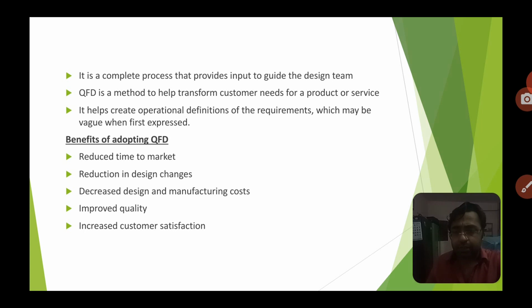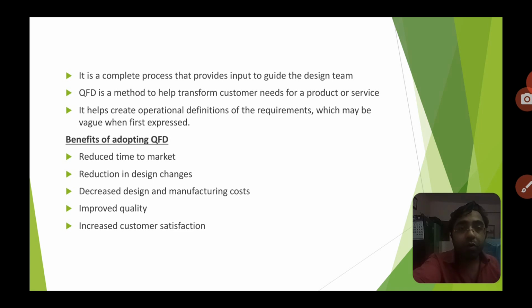suppose we need a customer, we need a mobile, we are going to manufacture a mobile phone, and in the mobile phone some design changes are needed actually, but those design changes we can reduce by using this tool. So it decreases the design and the manufacturing cost also. Design cost and manufacturing cost are most important in the case of product design. So by using the QFD tool, we can decrease the cost also.